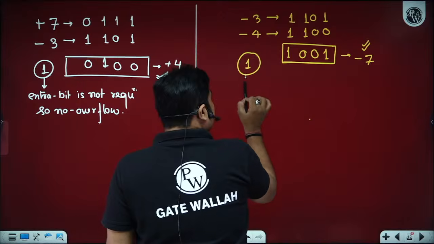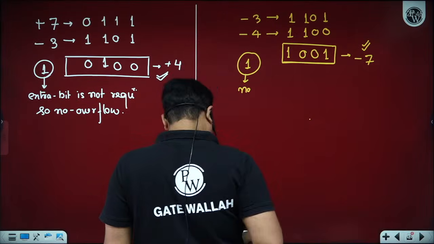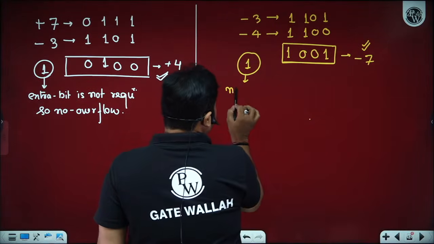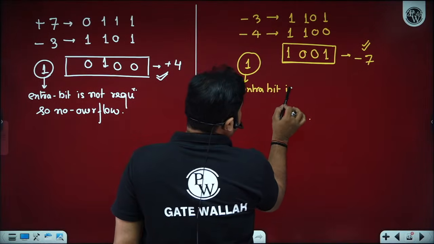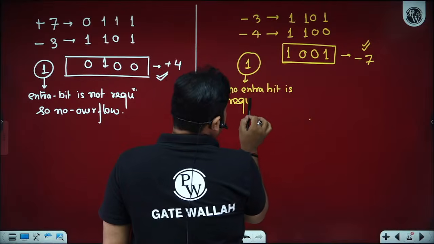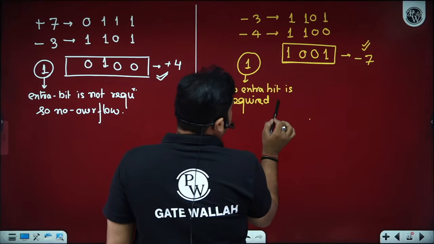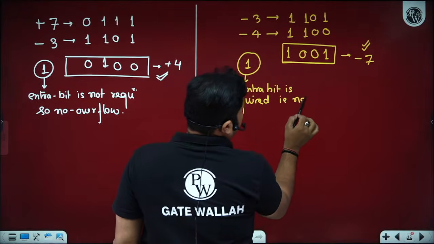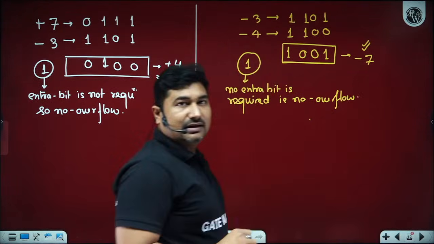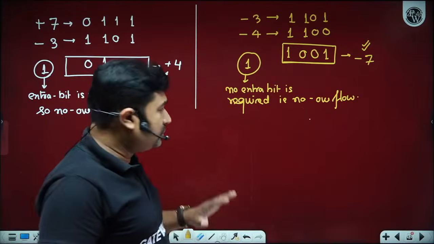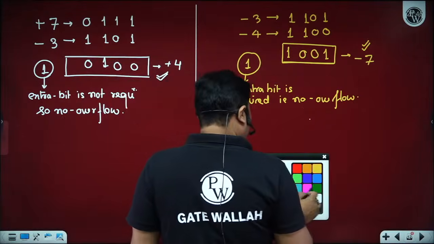This bit is not required. So no extra bit is required. That is, no overflow occurred. It is within the range only, na? Within the range only. So we can say no overflow.